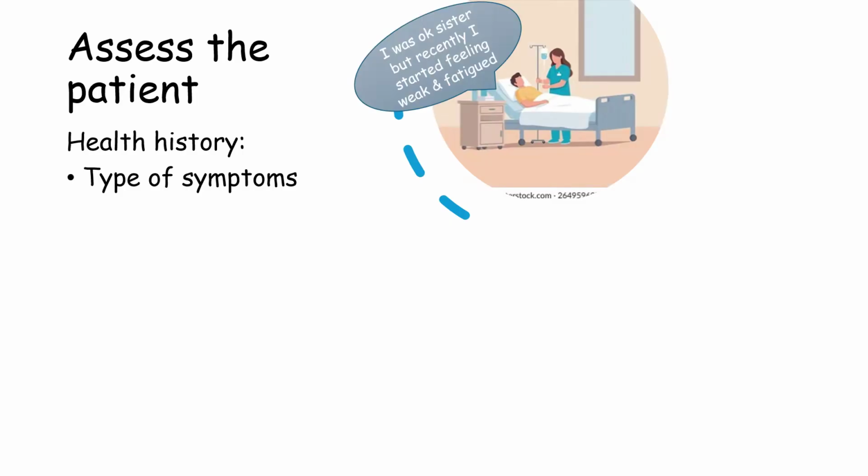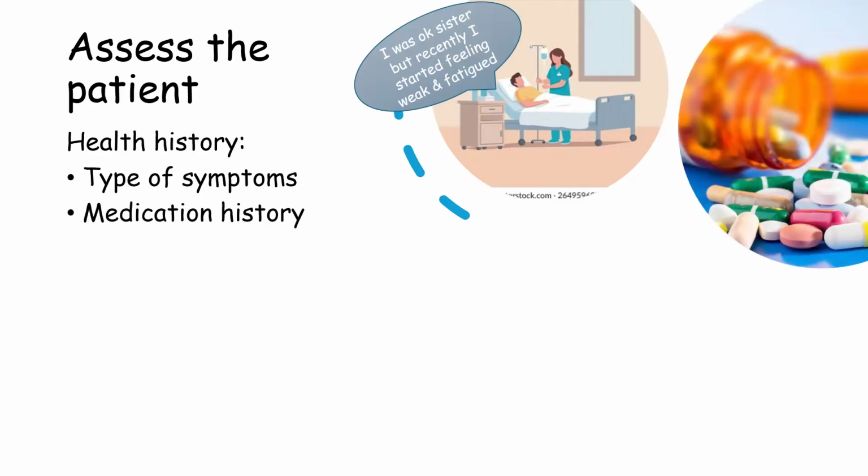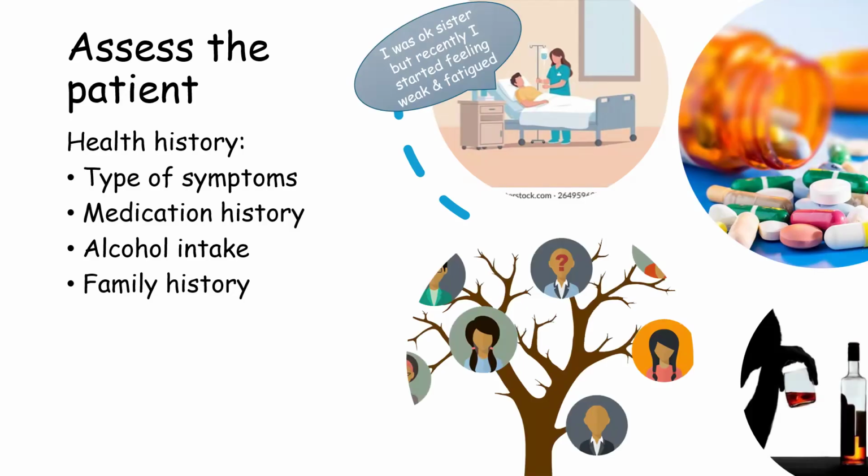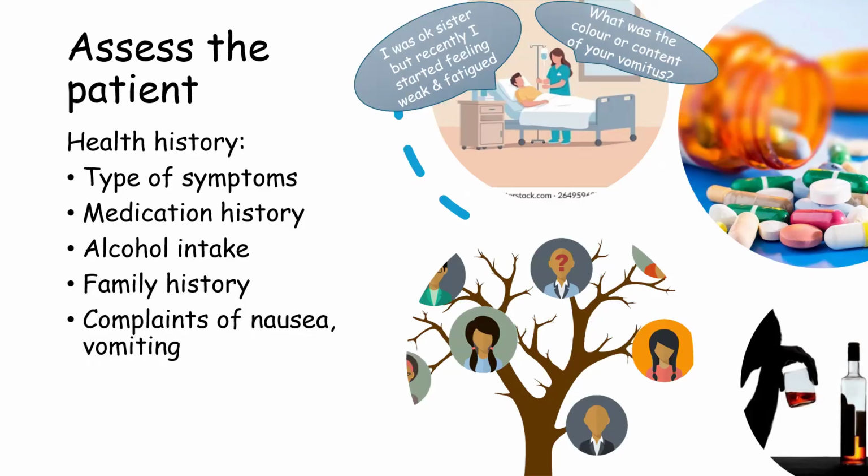The health history should include a medication history because some medications can depress bone marrow activity. An accurate history of alcohol intake, including the amount and duration, should be obtained. Family history is important because certain anemias are inherited. History should be taken about the complaints of nausea, vomiting, with specific questions to the appearance of vomiting, like what was the color or content of the vomitus.